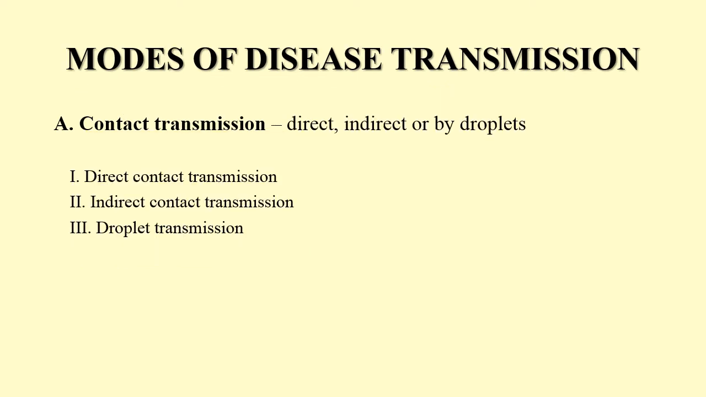Okay, let's move to the modes of disease transmission, which means how a disease can be transmitted from an infected animal or human to a susceptible or healthy human or animal. It can happen via contact transmission, transmission by vehicles, or transmission by vectors. The first one is contact transmission. Contact transmission can happen via direct contact transmission, indirect, or droplet transmission.